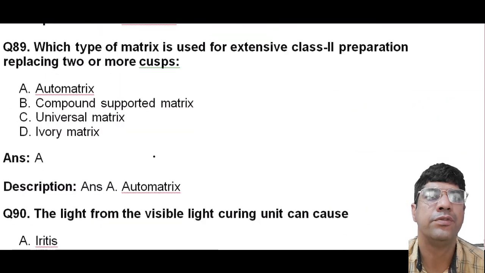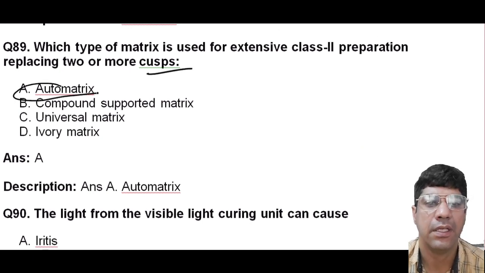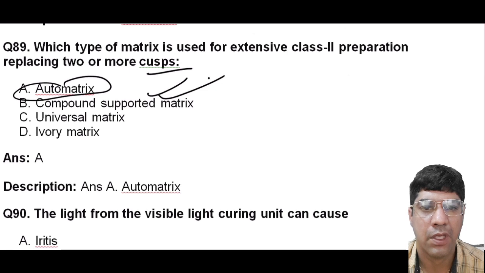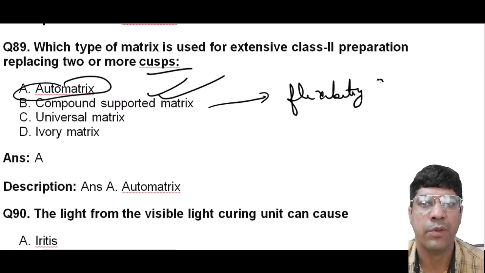Which of the following is used for extensive class 2 preparation replacing two or more cusps? In that case, the automatrix is used. So that would provide the flexibility and support that would be needed for the complex restoration.